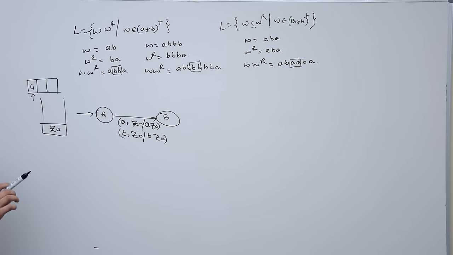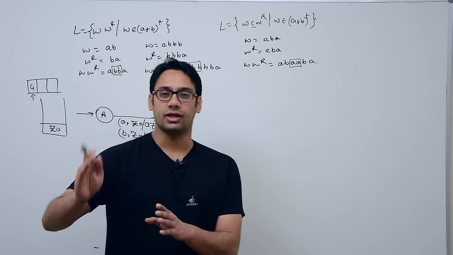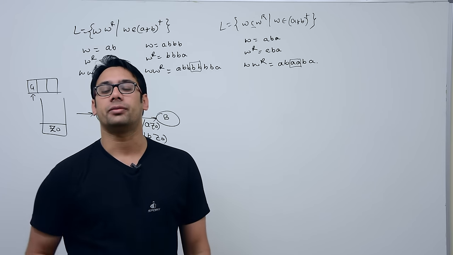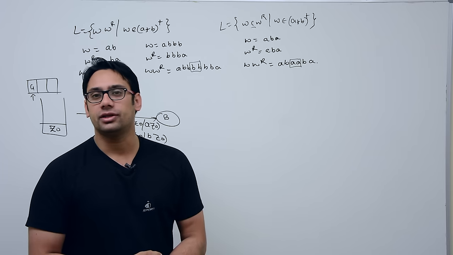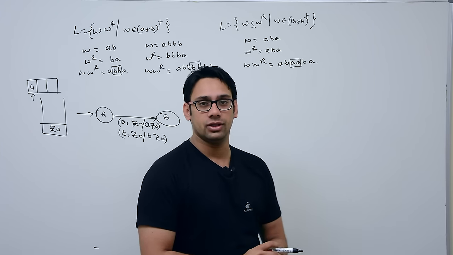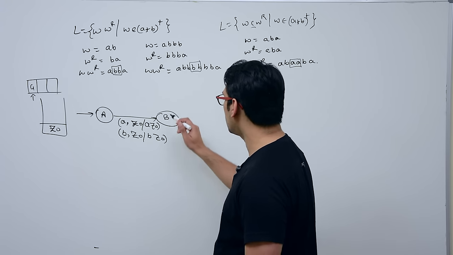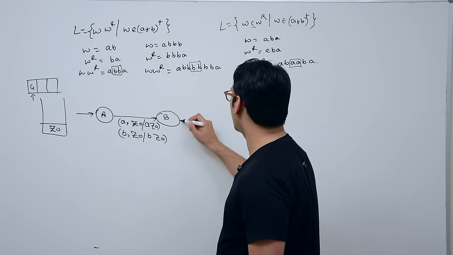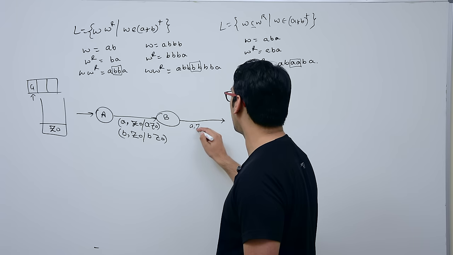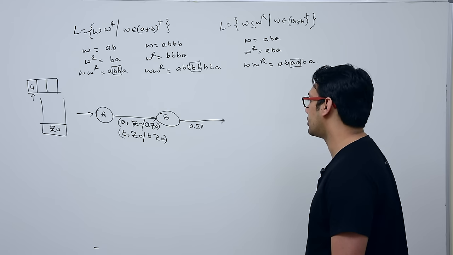Now if there are alternating symbols, for example, after A you get B, after B you get A, after A you get B, after B you get A, that means the symbols are not repeating. If they're not repeating, then there's no problem. But if the symbols are repeating, then there is a problem. For example, here, if you get one more A, then maybe we can assume that the middle point has already been reached.